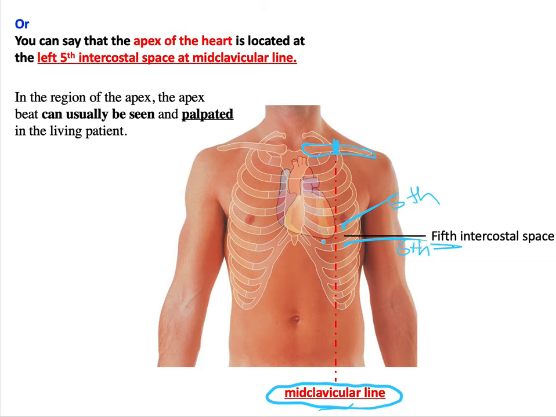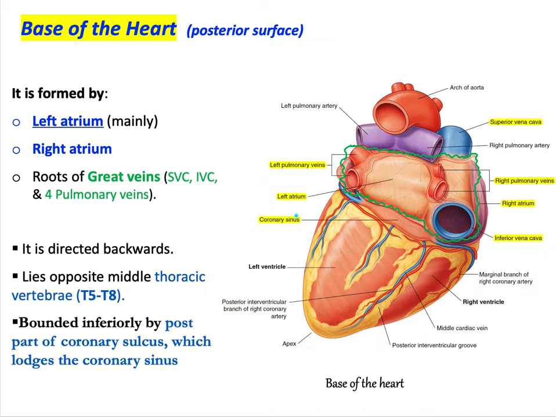So, okay, where is exactly the apex? This is the apex of the heart. It's located at the left fifth intercostal space at the mid-clavicular line. Just draw an imaginary line with your eyes. Okay, this is the apex. This is important.